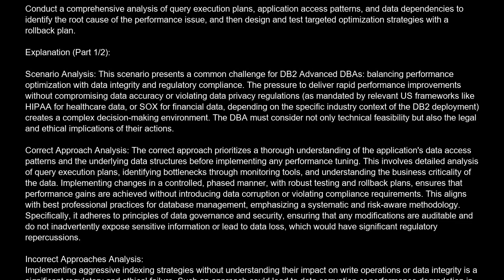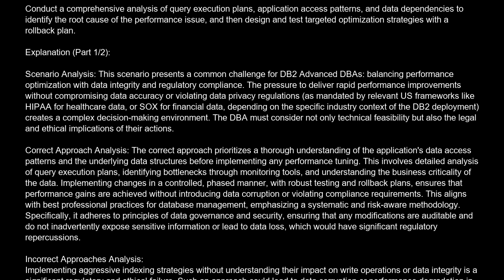Correct answer is A. Conduct a comprehensive analysis of query execution plans, application access patterns, and data dependencies to identify the root cause of the performance issue, and then design and test targeted optimization strategies with a rollback plan.